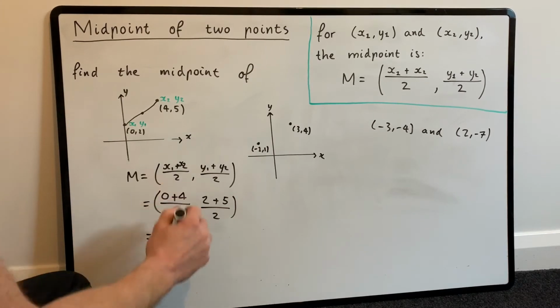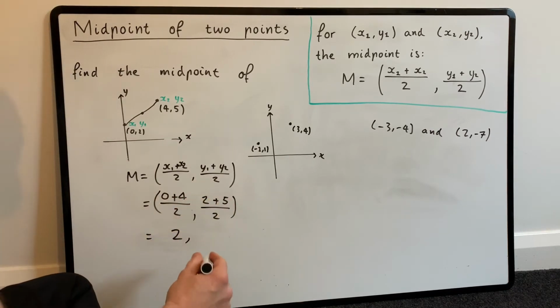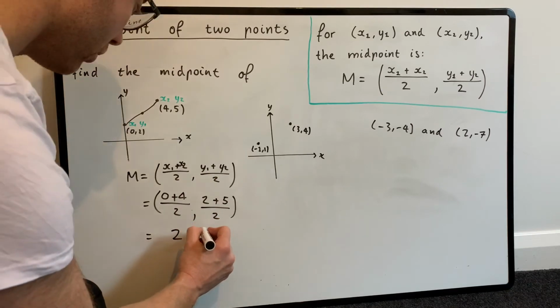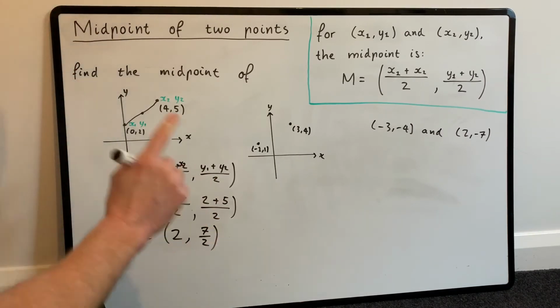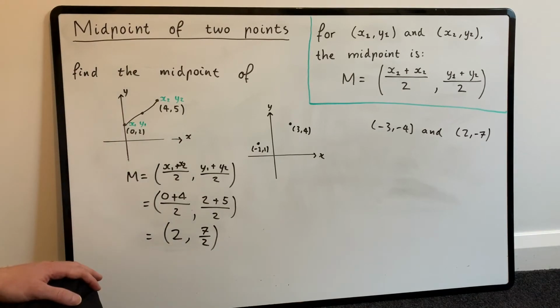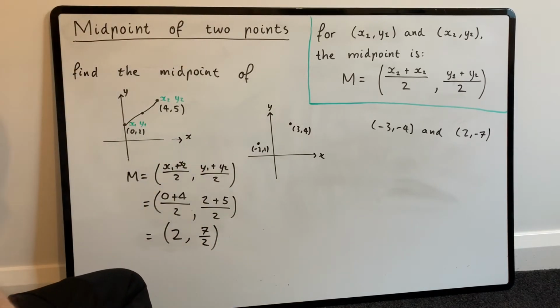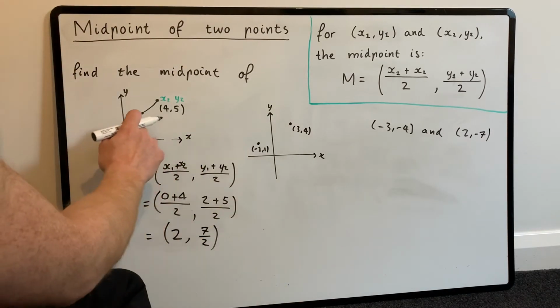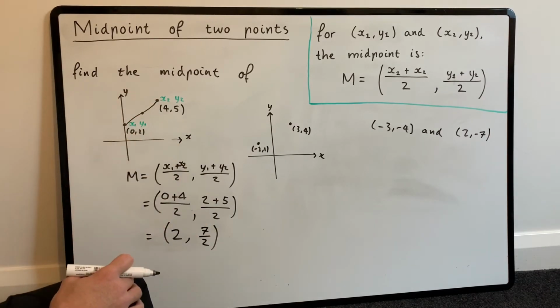0 plus 4 is 4, 4 divided by 2 is 2. 2 plus 5 is 7, 7 divided by 2 is 3.5, or 7 on 2, which I prefer. I prefer it as a fraction. Nice, very good. And is that roughly what we expected? Yeah, that makes sense. Looks pretty near what it should be.